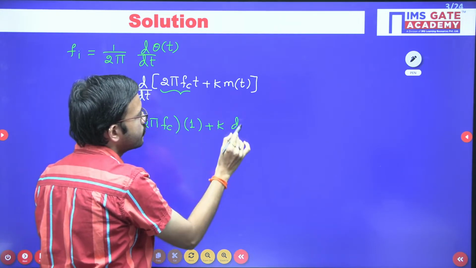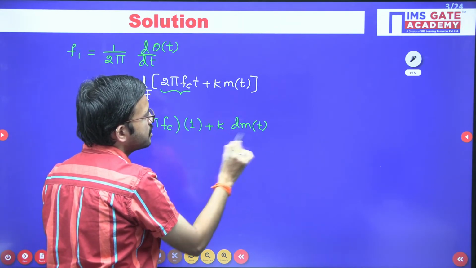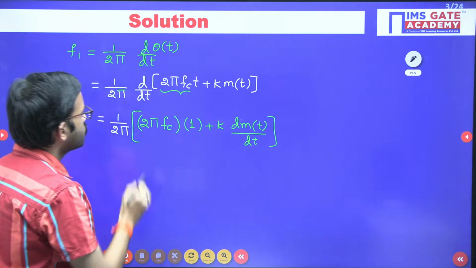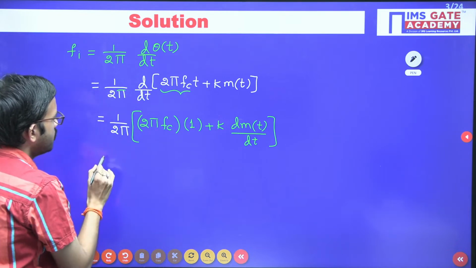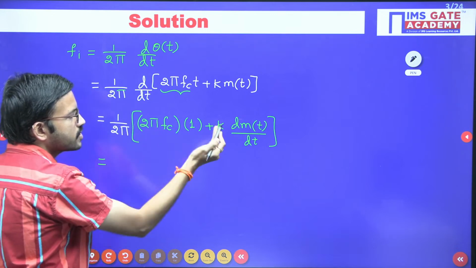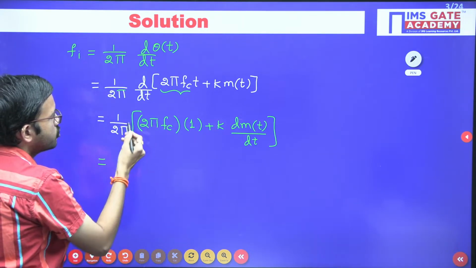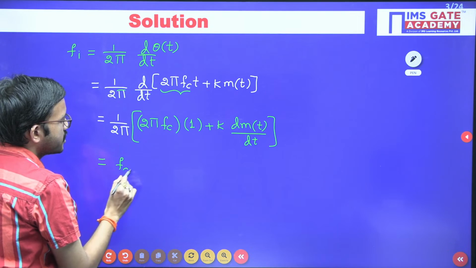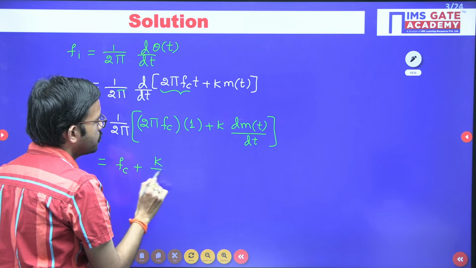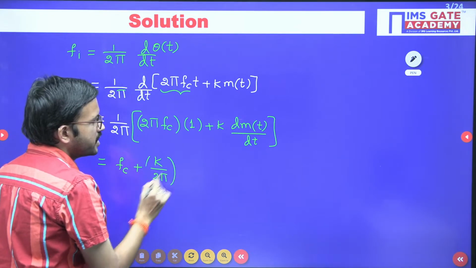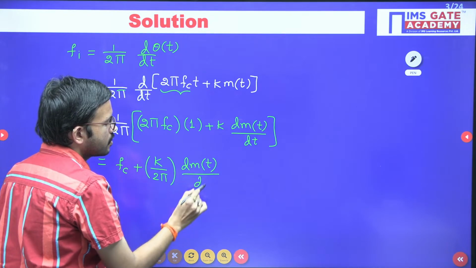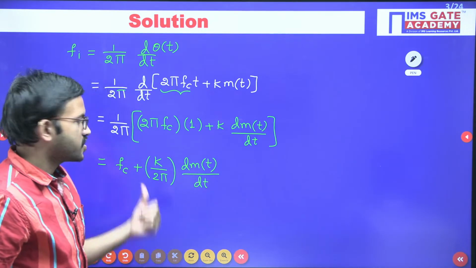Then differentiation of m of t with respect to t is dm of t divided by dt, right? So whatever values they have given, let us substitute. Before that, let us multiply 1 by 2 pi with both the terms. In that case, 2 pi will get cancelled. You are going to get fc, that is the carrier frequency, and then here you will get k by 2 pi into dm of t by dt. I hope it is clear for everyone up to this step, right?